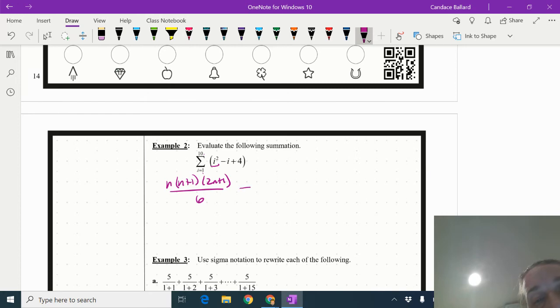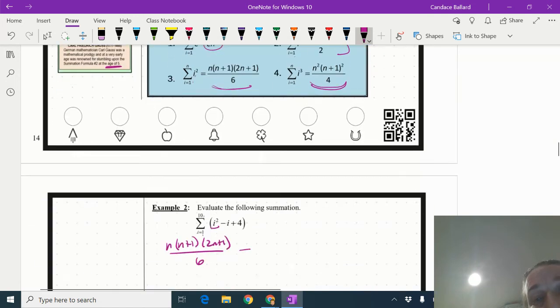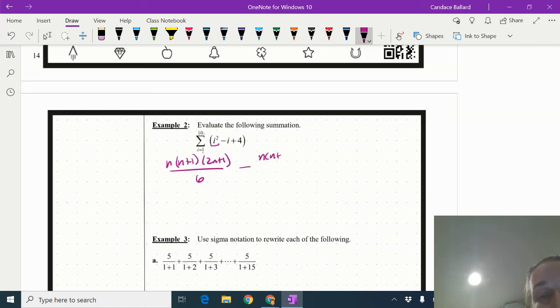Then I'm going to subtract the I, which is n times n plus 1 over 2. And then the last part is just plus 4. And we need to evaluate that for n equal to 10. So that means I'm basically going to plug a 10 into all of those. So I've got 10 times 10 plus 1, which is 11, times 2 times 10 plus 1, which would be 21, all over 6, minus 10 times n plus 1, which is 11, over 2, plus 4.